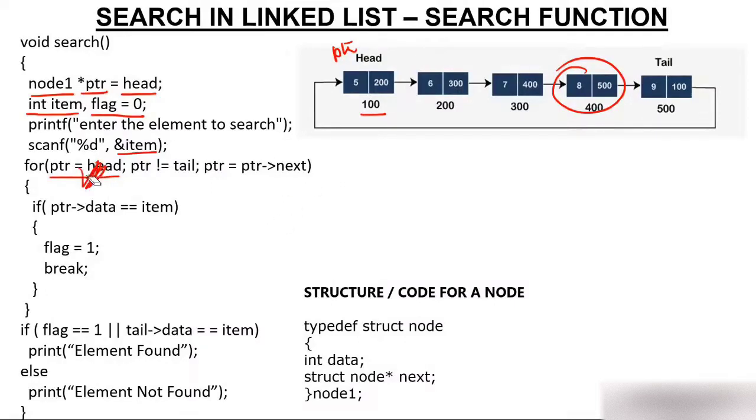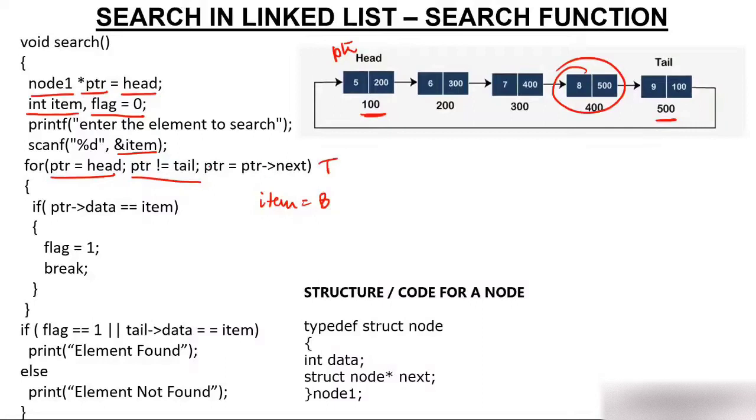Finally, what I have to search is 8, so my variable item is having 8. For ptr is equal to head: ptr is a pointer already initialized with head, so not an issue. What is head? 100. So ptr is at 100. Is ptr not equal to tail? What is ptr? 100. And what is tail? 500. Yes, it's not equal.